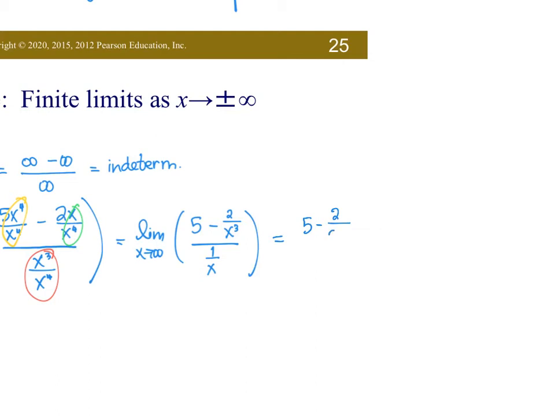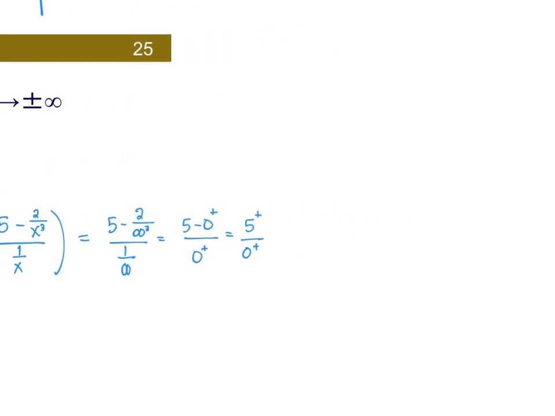5 minus 2 over infinity cubed, over 1 over infinity. That's 5 minus 0 plus over 0 plus. So that's 5 plus over 0 plus. Now I have 0 in the denominator. This goes back to yesterday. When you have 0 in the denominator, you're dividing by the smallest number possible, which will create the largest number possible, and the largest number possible is positive infinity.